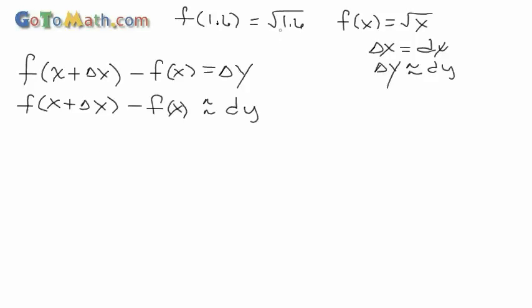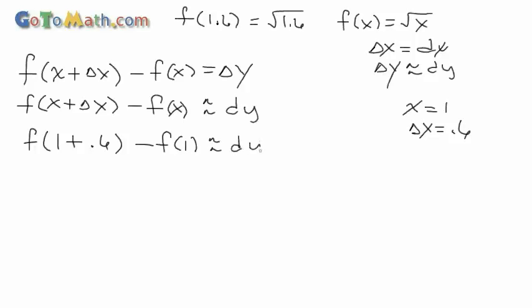Now remember, we're going to try to figure out what this is and pretty much do it by hand. So now I'm going to break this up. For example, x is going to be equal to 1 and delta x will be equal to 0.6. You see that? So f of 1 plus 0.6, minus f of 1, is approximately dy.